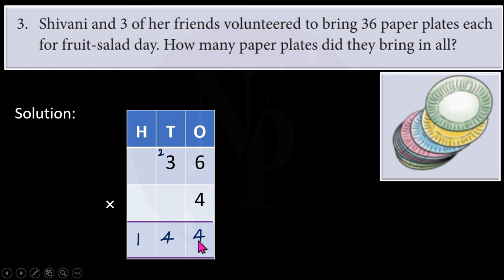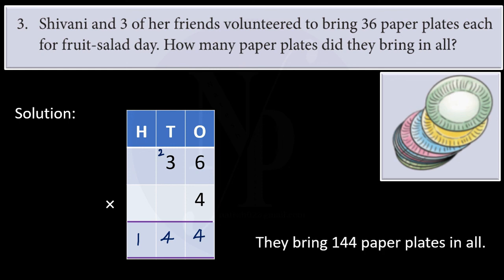plates Shivani and 3 of her friends bring to the fruit salad day. So they bring. They here means Shivani and three of her friends. So they bring 144 paper plates in all.